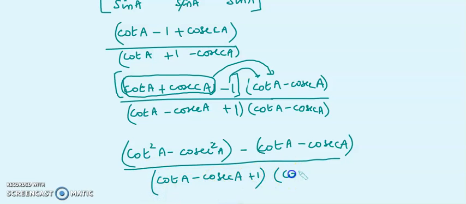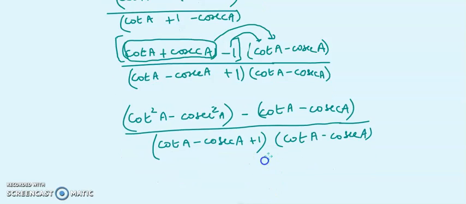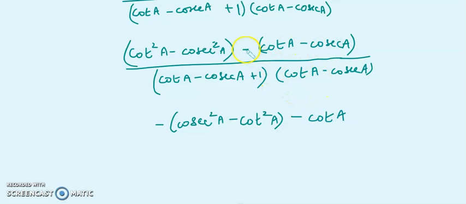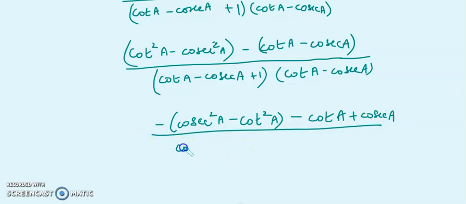Now, we know the identity cosec square A minus cot square A is 1. But in the numerator, we have cot square minus cosec square, so it is minus, right? So what we'll do is we'll take the negative sign out. Okay. So when we take the negative sign out, the bracket becomes cosec square A minus cot square A. And we'll open this also. So minus cot A minus into minus plus cosec A. Okay. Denominator again the same thing.